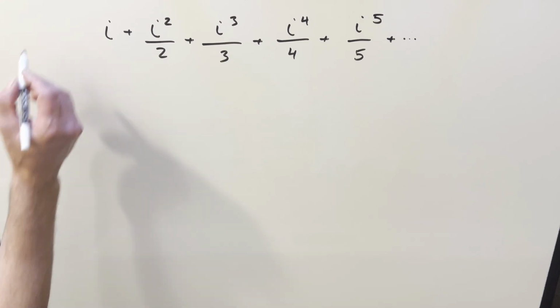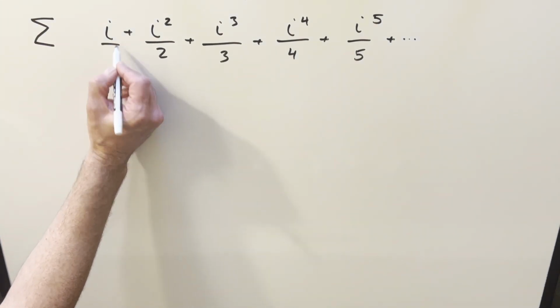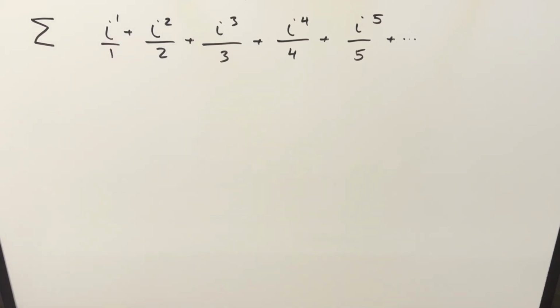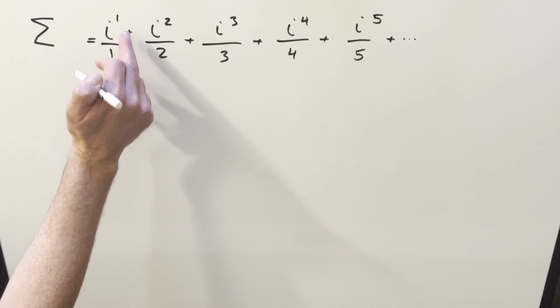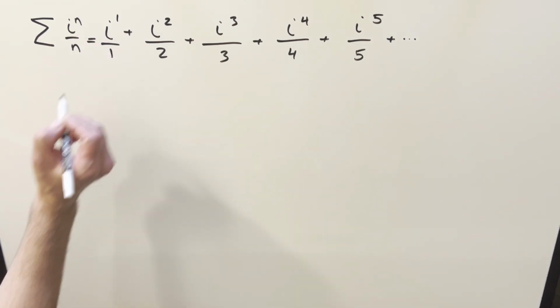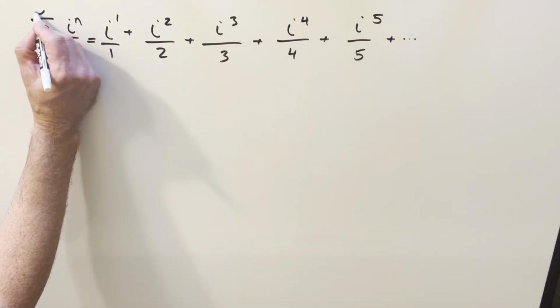So the first thing I want to do is just put this into sum notation, where we just notice if I write this, I can write this as like a 1 and a 1 exponent here. And then what we notice is that in every case, we've got the same thing in the denominator as the exponent. So I can write this as i to the n over n, and we're just summing from 1 to infinity.